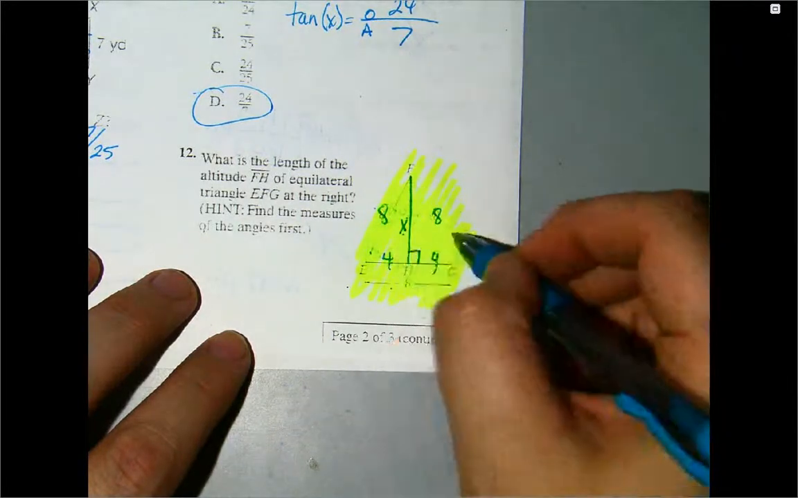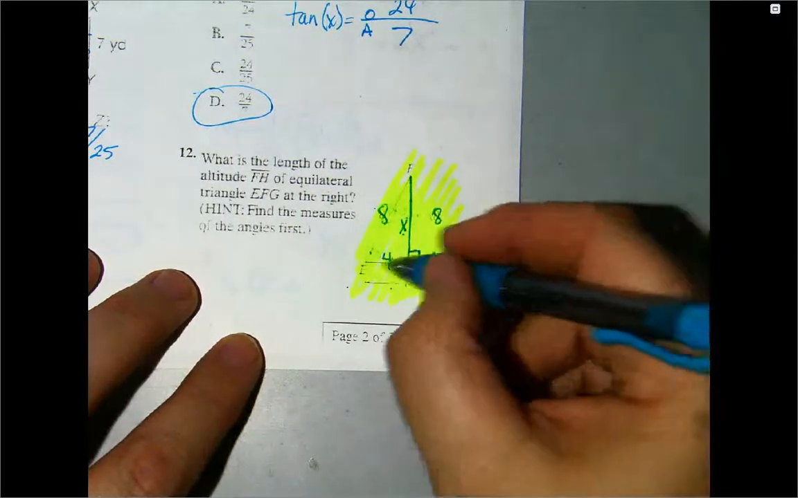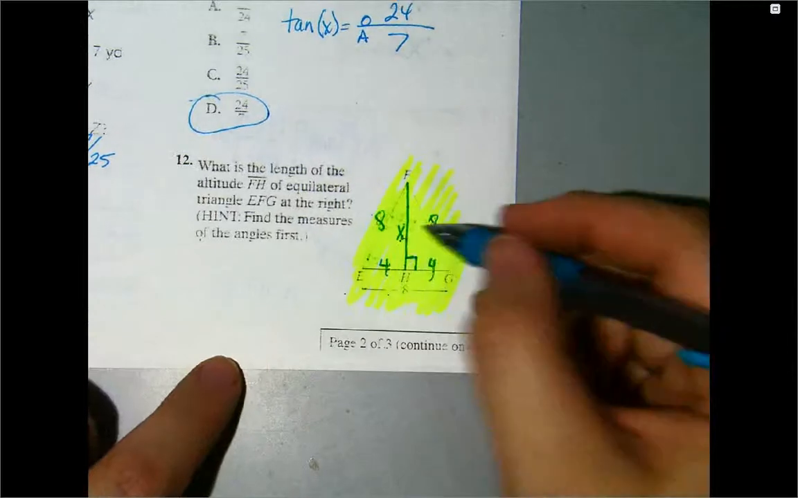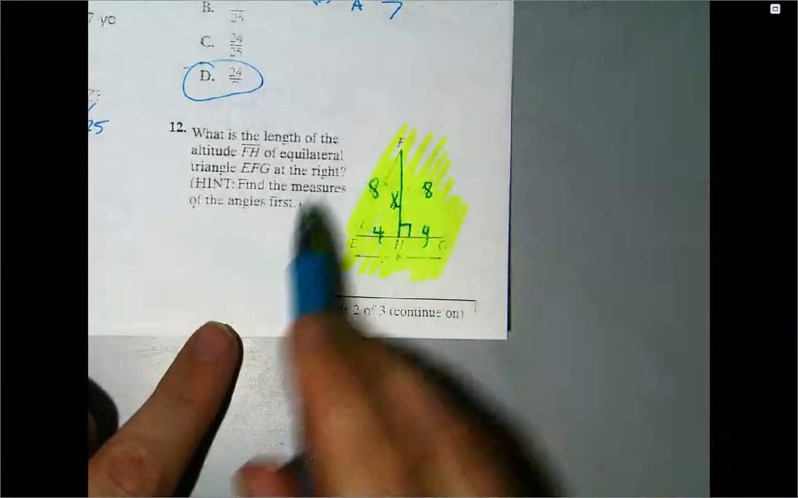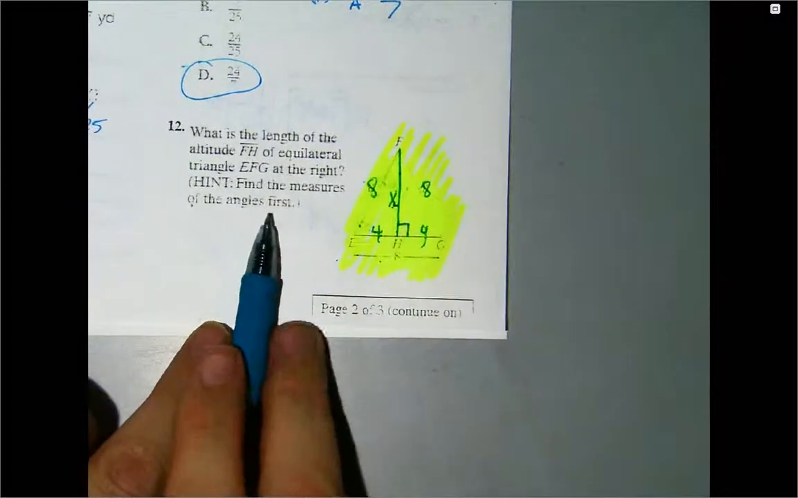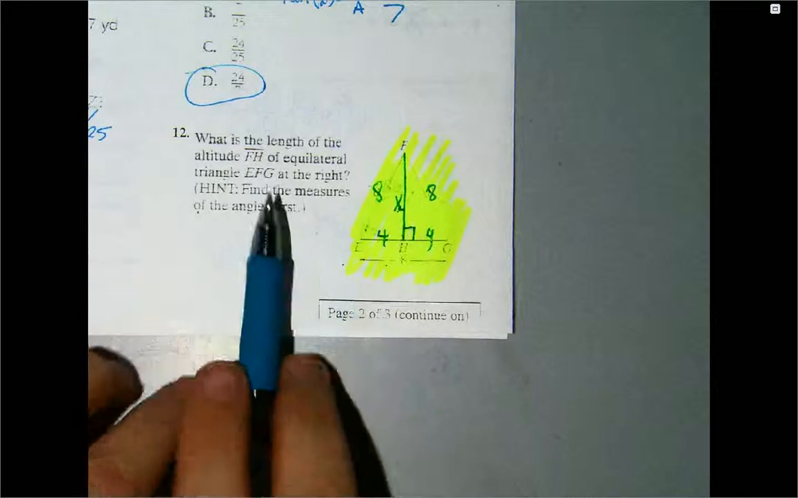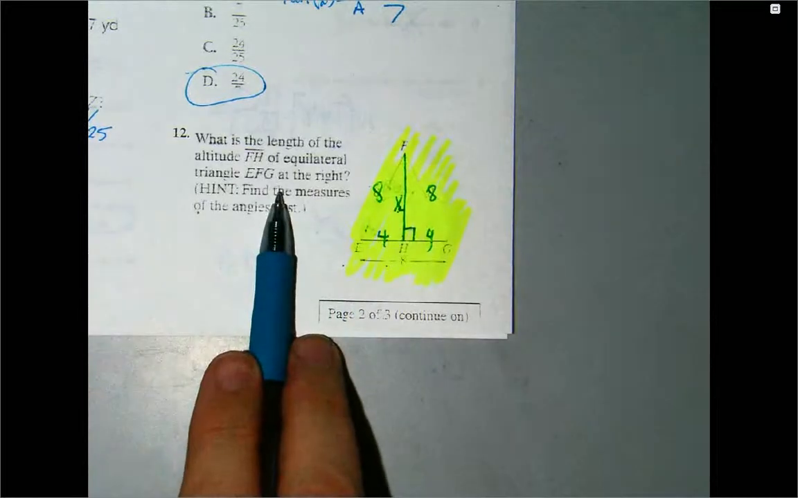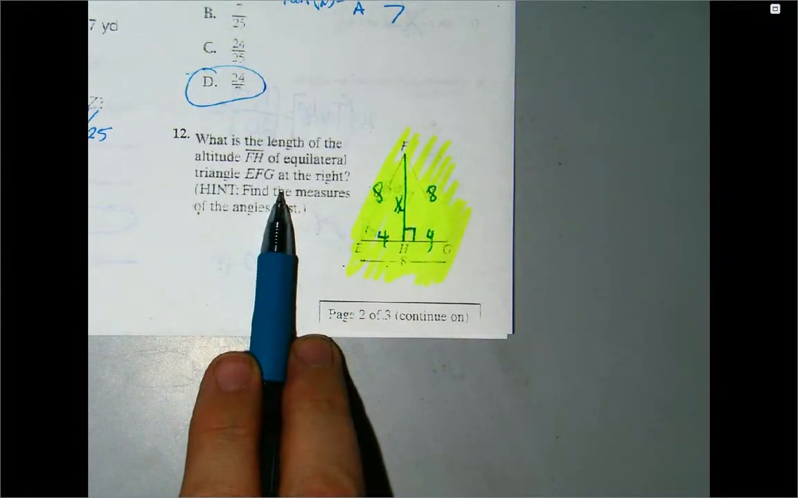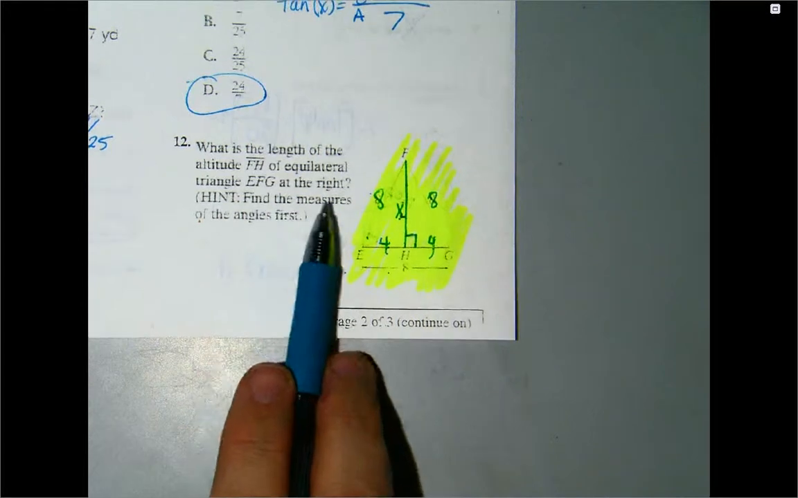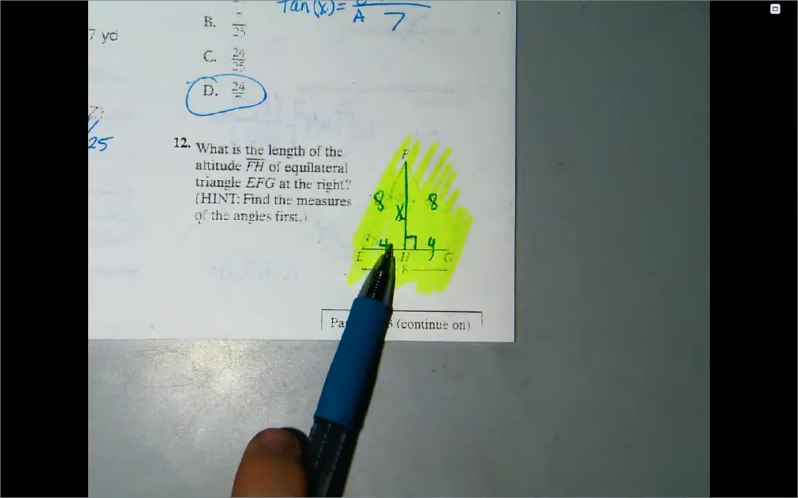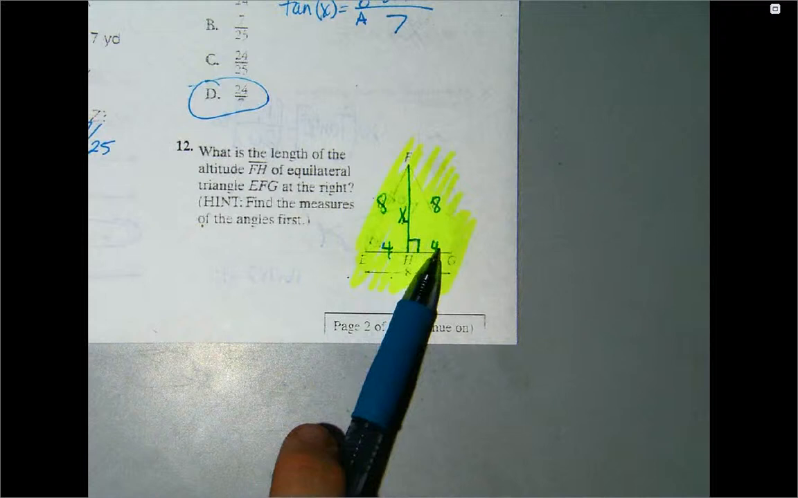Now, it says find the angles first, but ladies and gentlemen, do I really need to find the angles if I know that's a right angle? I have 4 and an 8. What theorem can I use? Pythagorean theorem. A squared plus b squared equals c squared.